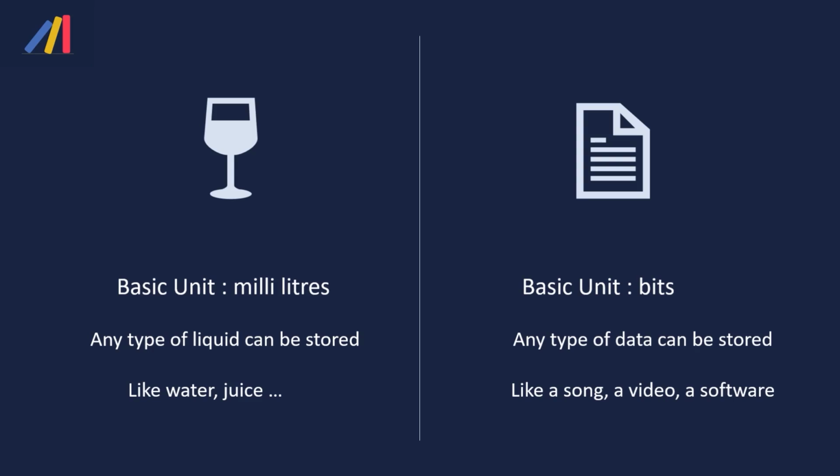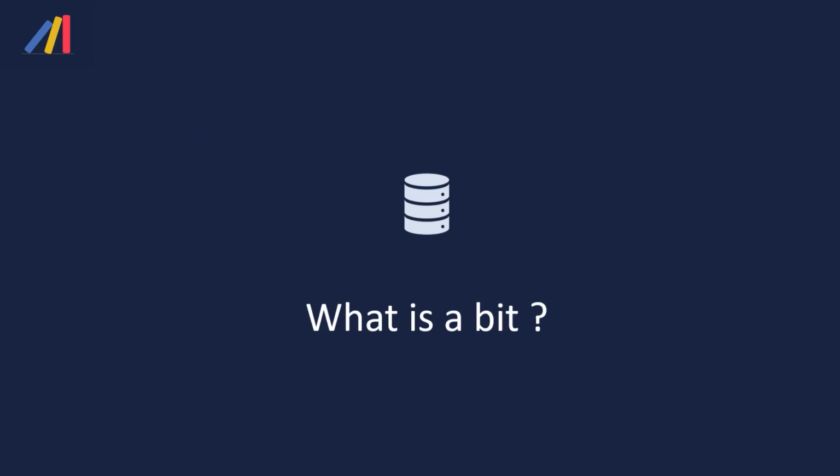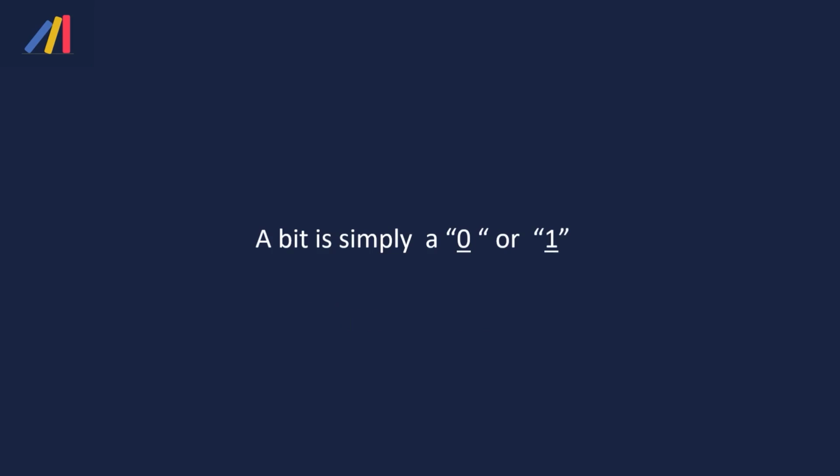A file may be a song, a video, or a software, or any type of file that is digitally stored on a hard disk, hard drive, or memory card, or online cloud storage, anything like that. So, what is a bit? How can we define a bit? A bit is simply a 0 or 1 stored in an array.